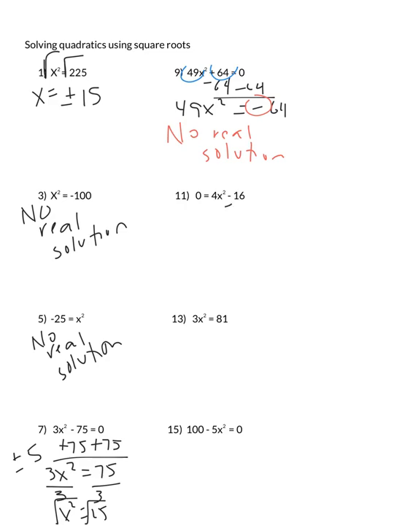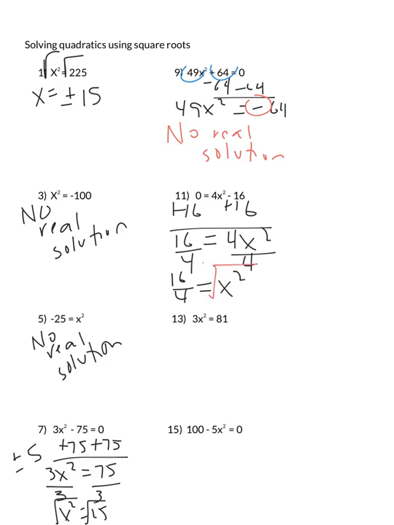Now in this case, we're going to add 16 to both sides. So you have 16 equals 4x squared. And you can divide by 4. So you have 16 divided by 4 equals x squared. Take the square root of both sides, and you have the square root of 16 is 4. Square root of 4 is 2. Or we just have plus or minus 2 equals x, so you can simplify.